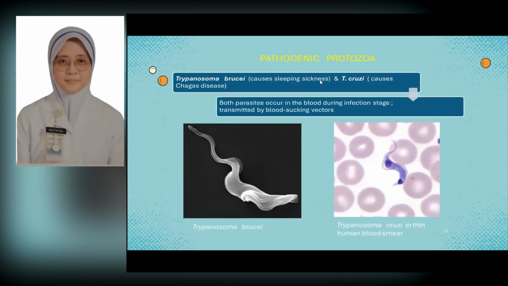And for the pathogenic protozoa, for example, Trypanosoma brucei causes sleeping sickness and Trypanosoma cruzi causes Chagas disease. Both parasites occur in the blood during the infection stage, transmitted by blood-sucking vectors. So this is the image of Trypanosoma brucei in thin human blood smears.